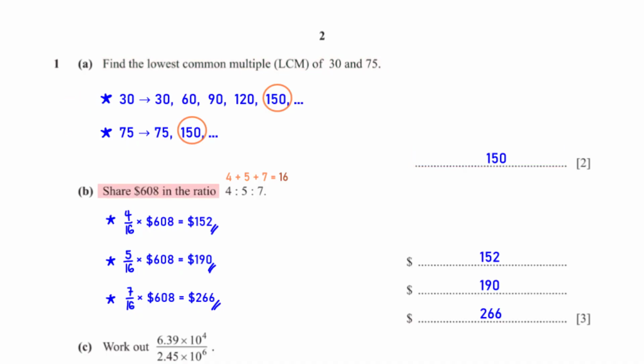Share $608 in the ratio 4:5:7. For the first part, we have 4 divided by the total ratio, which is 16, times $608. This gives us $152. Then we have 5/16 times $608, which is equal to $190. Then finally, 7/16 times $608, which is equal to $266.